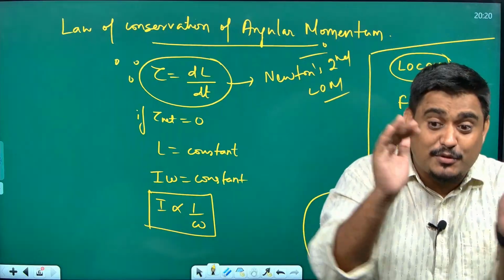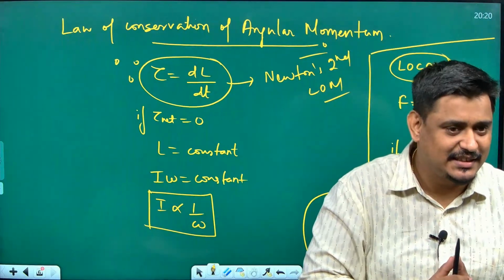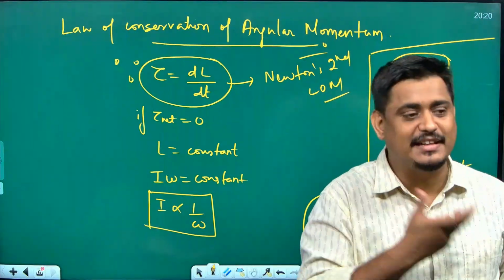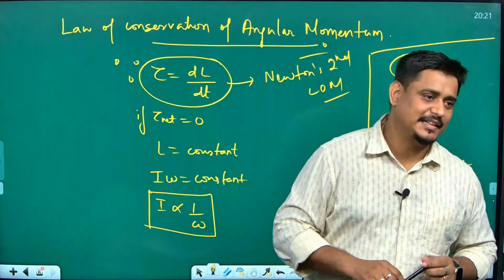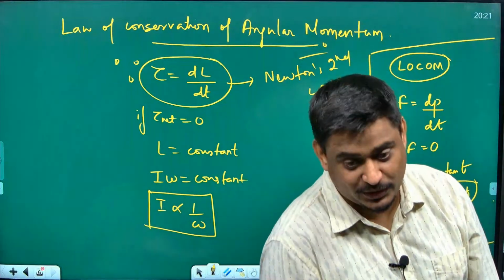If Earth becomes smaller, and what is the size? Half of its radius. Then what will happen to its time period? Will it remain the same 24 hours, or will it increase, or will it decrease? Whatever happens, tell me the value of it. It will become 12 hours, 6 hours, 48 hours, 2 hours. I want to know that.